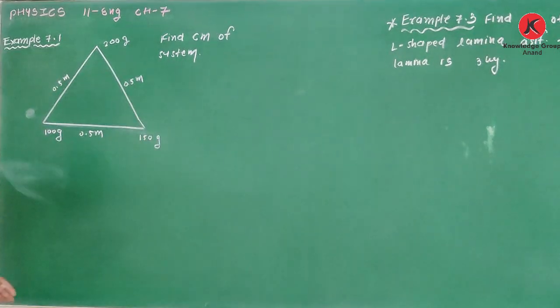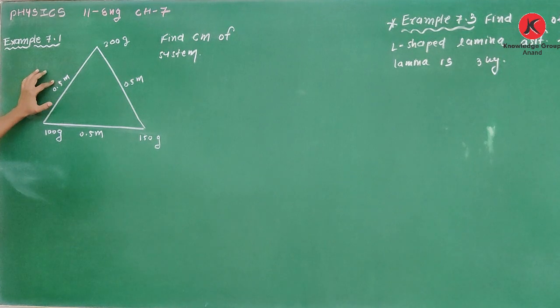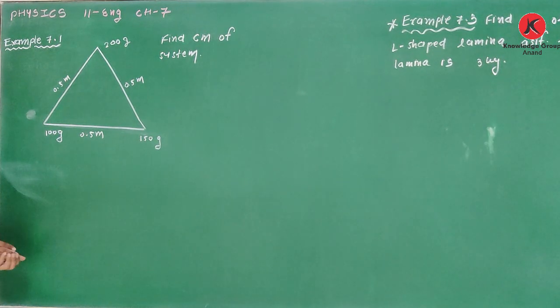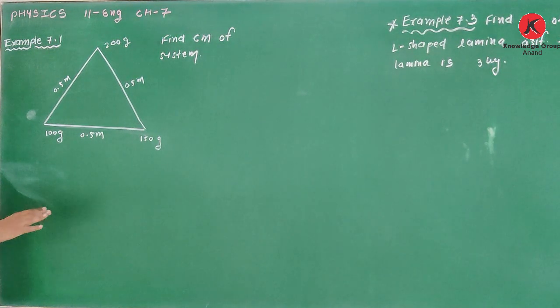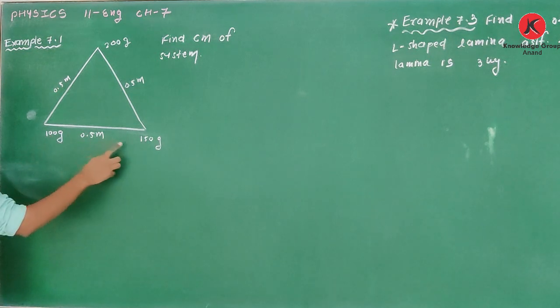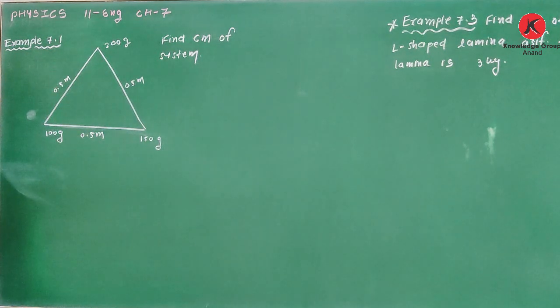First question, example 7.1. You are given one equilateral triangle having side 0.5 meter. On each corner of the equilateral triangle, some particles are placed having mass 100 gram, 150 gram and 200 gram. You have to find where is the center of mass of the system.